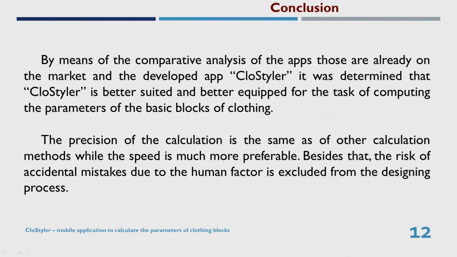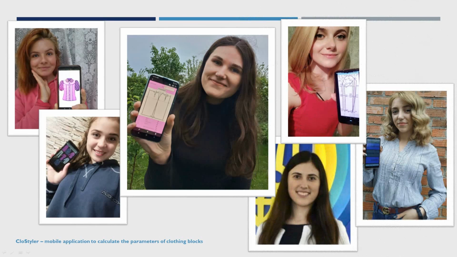So, our conclusions. By means of the comparative analysis of the apps that are already on the market and the developed app CloStyler, it was determined that CloStyler is better suited and better equipped for the task of computing the parameters of the basic blocks of clothing. The precision of the calculation is the same as other calculation methods, while the speed is much more preferable. Besides that, the risk of accidental mistakes due to the human factor is excluded from the designing process.